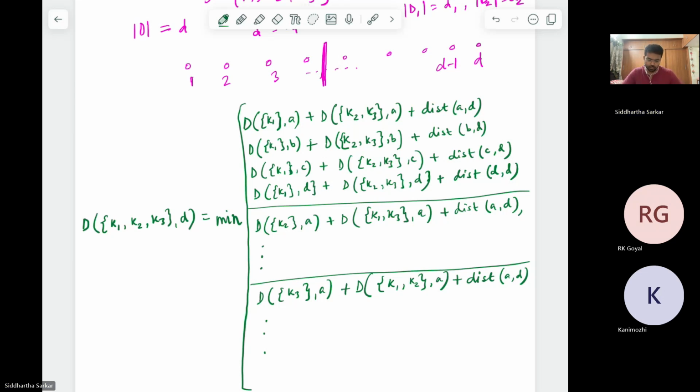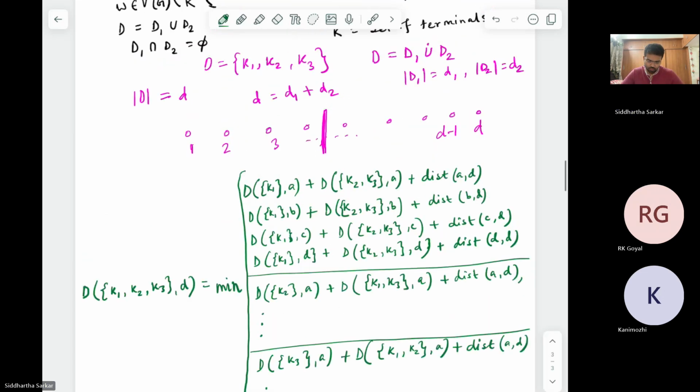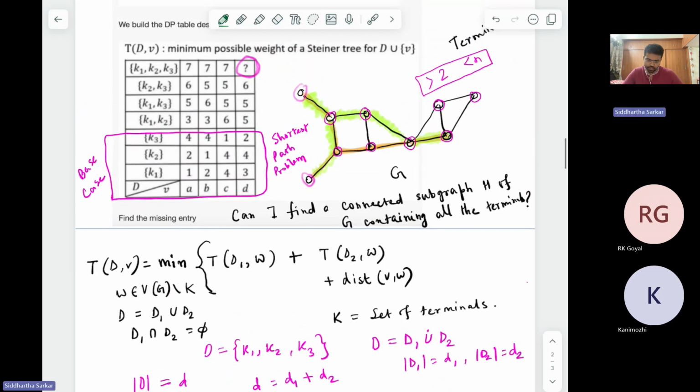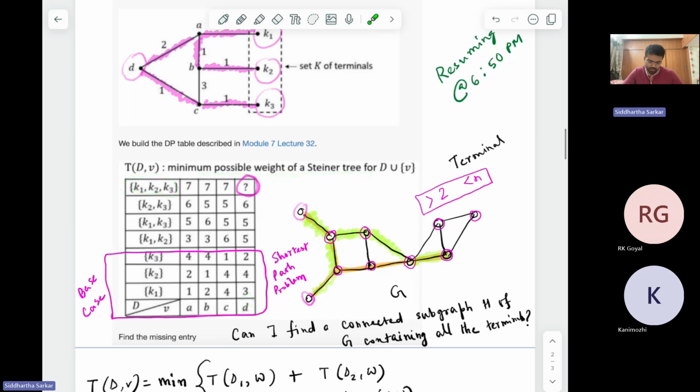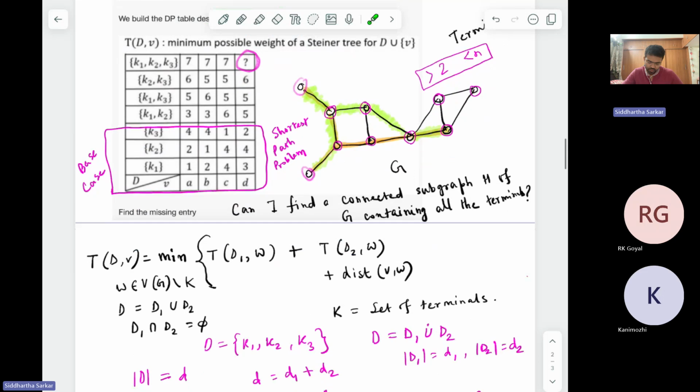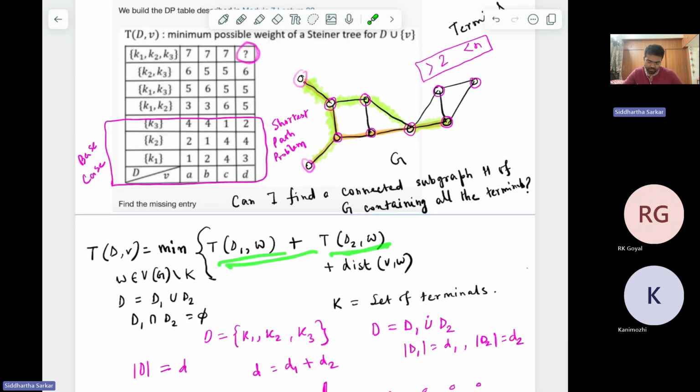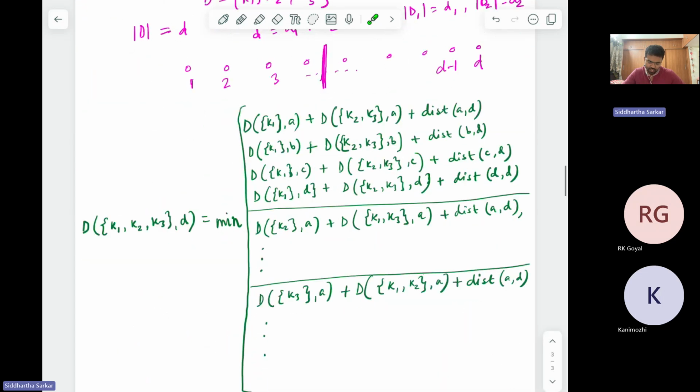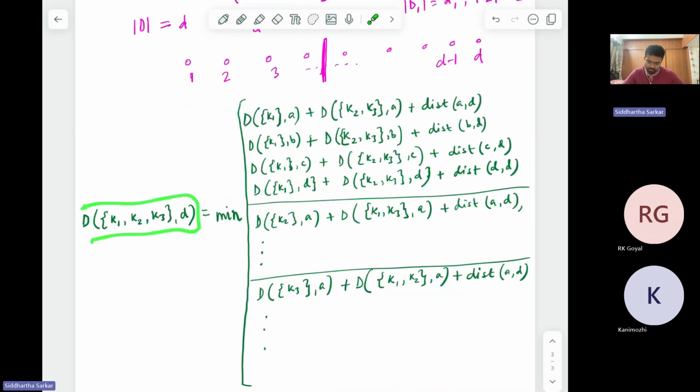So welcome back. We are interested in computing this entry, which corresponds to the minimum possible weight Steiner tree for K1, K2, K3, and T. We have already seen visually that such a Steiner tree will have weight 7 because this is a realization. But if we use this partitioning of the terminals and pair it with all possible non-terminals, then we will get this recurrence.